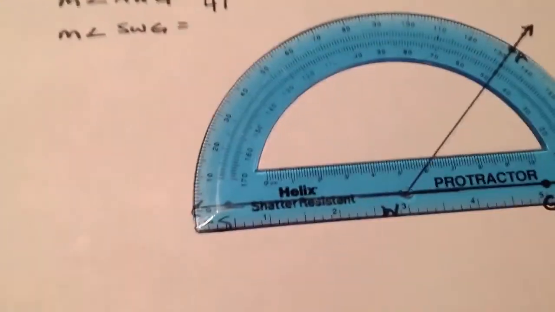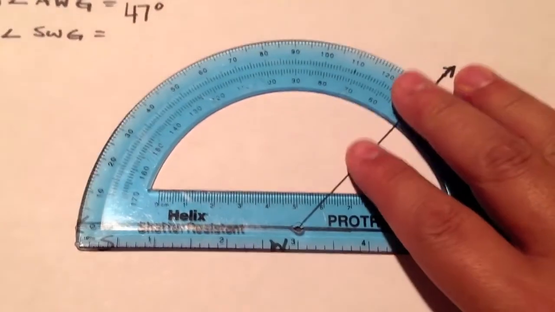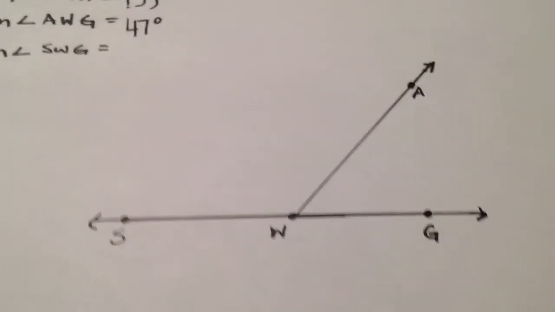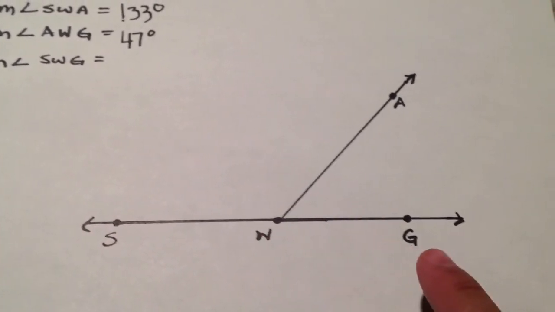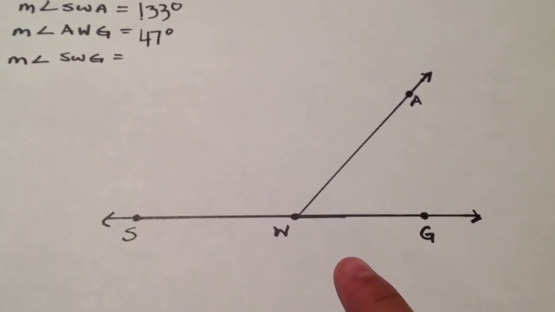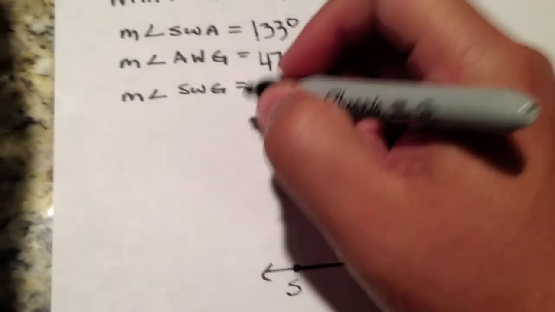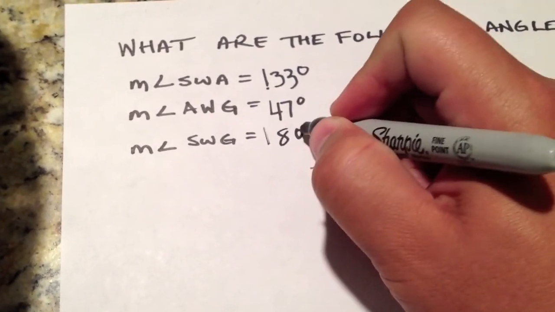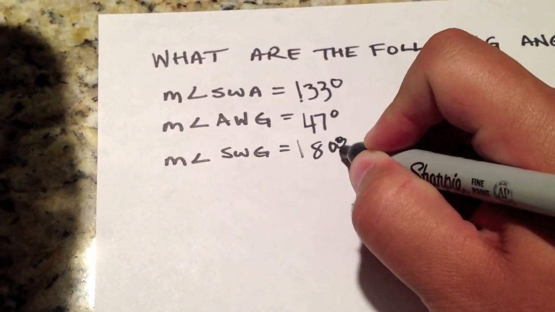Now we can do one of two things with the SWG. I'm going to go ahead and remove the protractor from here for us to see. When we look at our angle diagram again, SWG is clearly a straight line, or a straight line angle, which is what we learned about earlier as well. So that is clearly 180 degrees because we know it is a straight line angle. So it's 180 degrees, not 1800. That is a degree sign.